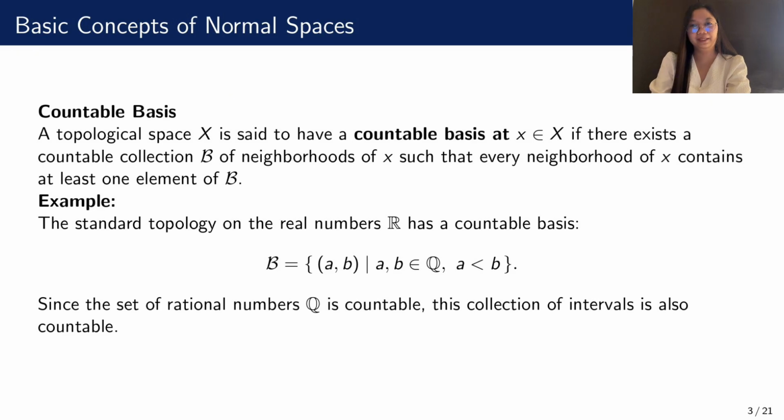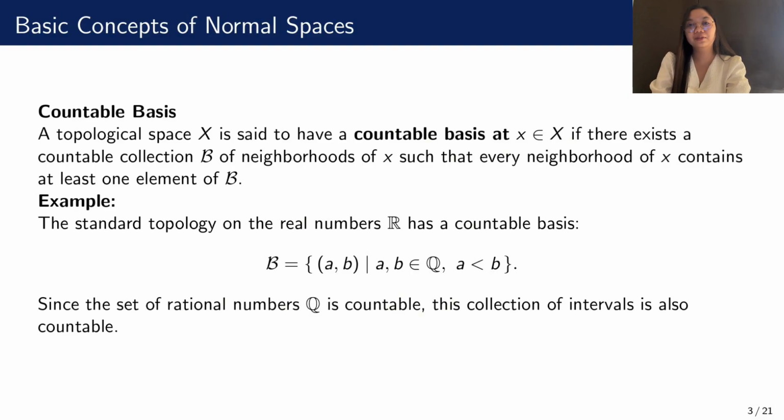Okay, so the first definition, as I have said, is the countable basis. So what is countable basis? According to the book of Moncrief, a topological space X is said to have a countable basis at x, an element of X, if there exists a countable collection beta of neighborhoods of x such that every neighborhood of x contains at least one element of beta. Okay, so the space isn't too big around any point, so you can describe all open neighborhoods using only countably many building blocks.